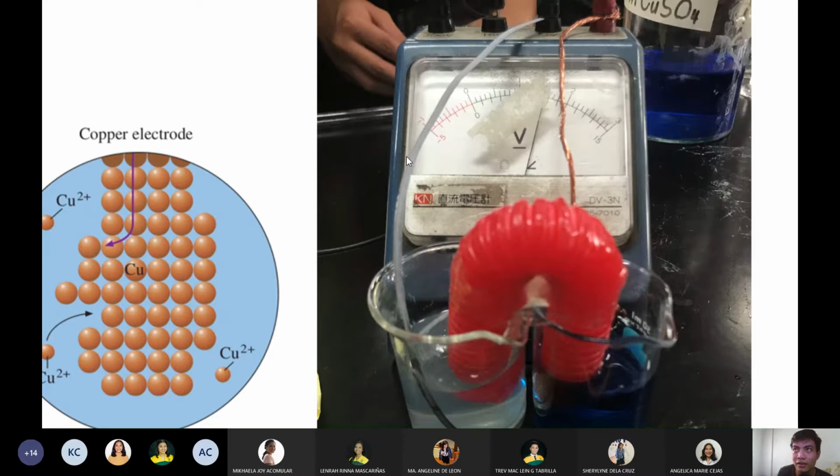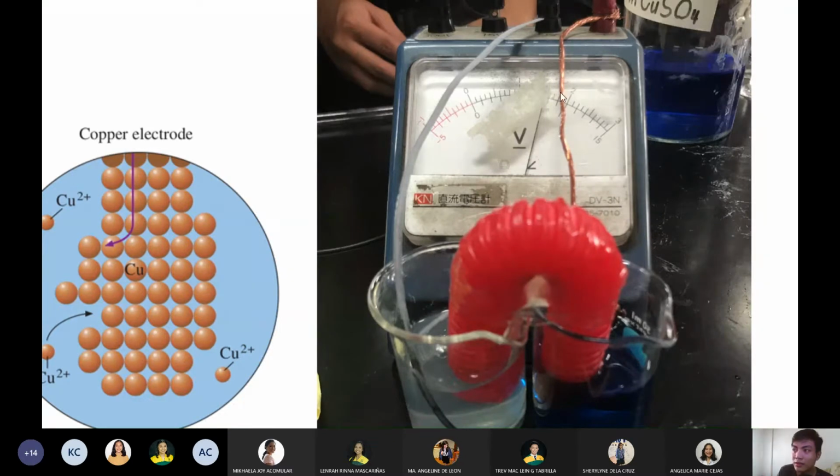And apparently, it has a positive voltage reading. That means you can use this to power up devices. We tried to light LED lights, but the LED light we bought needs 2 volts, and this is 1.5. So it didn't work. Okay. So maybe if we connect this with other batteries, then it will work.